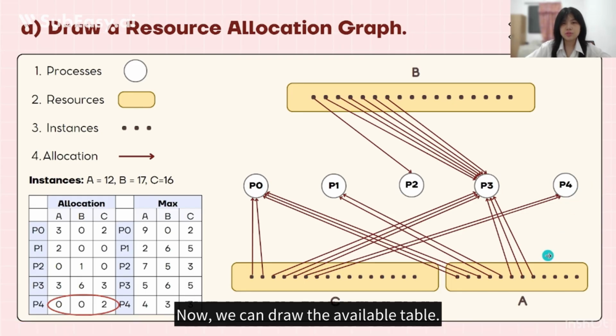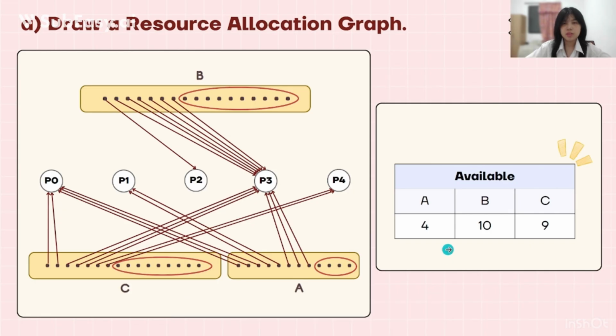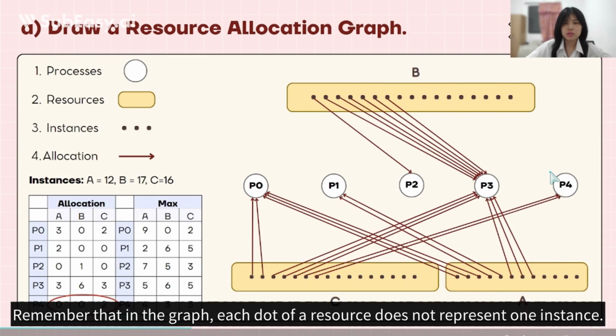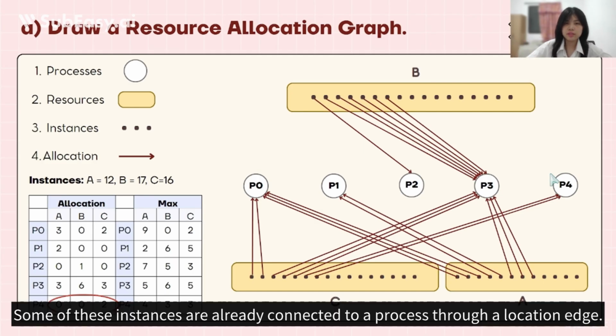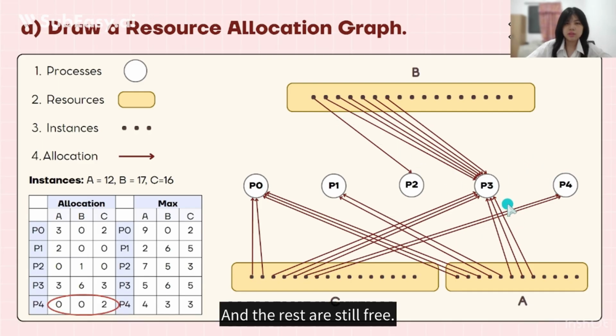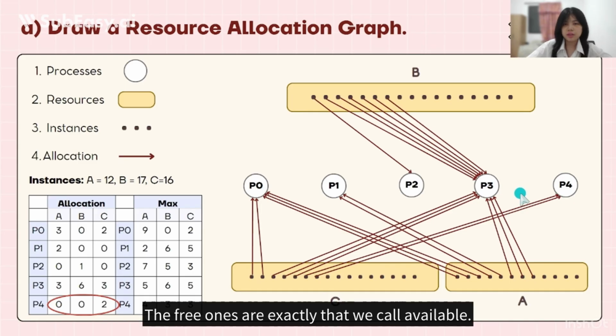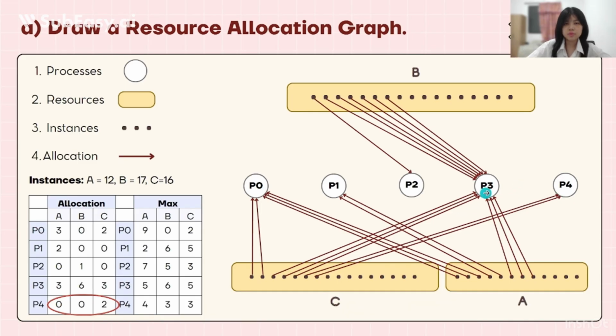Now we can draw the available table. Remember that in the graph, each dot of a resource node represents 1 instance. Some of these instances are already connected to a process through an allocation edge, and the rest are still free. The free ones are exactly what we call available.